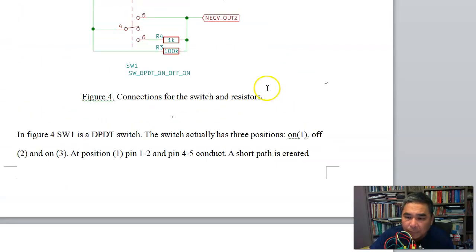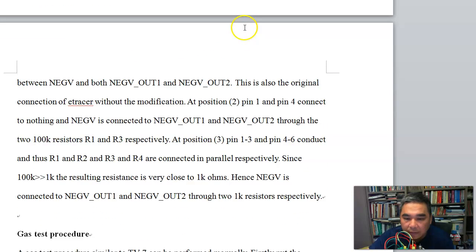Okay, so with this modification, at the 3 different positions, we can provide 3 different resistances between the negative voltage output of the PCB and the grid of the device under test.